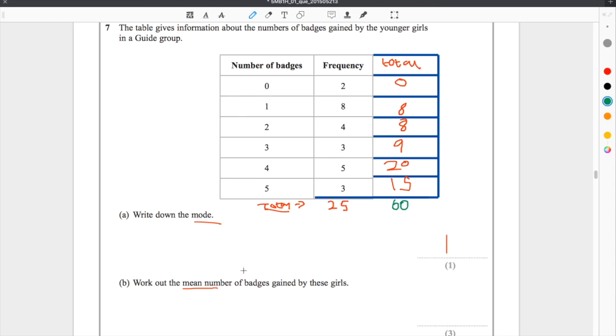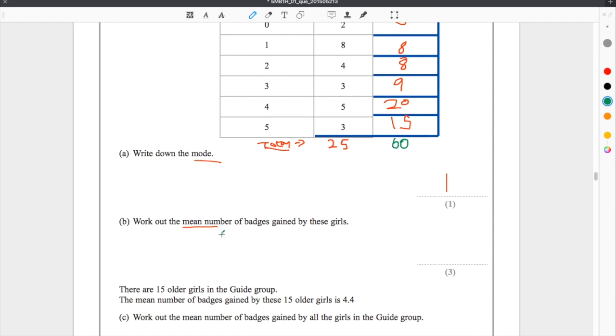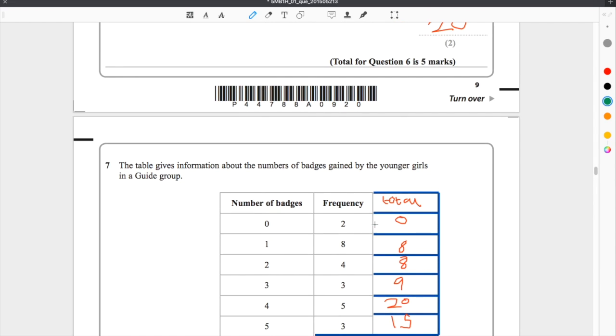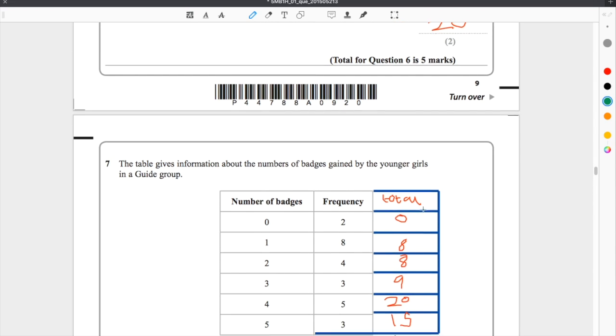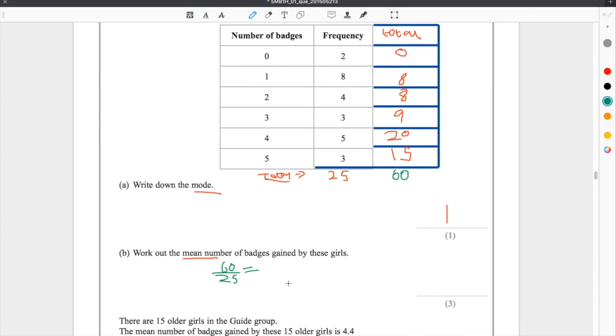And to work out the mean, we simply do 60 divided by 25. Okay, so it's the total in this column where we've multiplied the number of badges by the frequency, divided by the total of the frequency column. And this is always the same for every type of question. And that's 2.4. So the mean is 2.4.